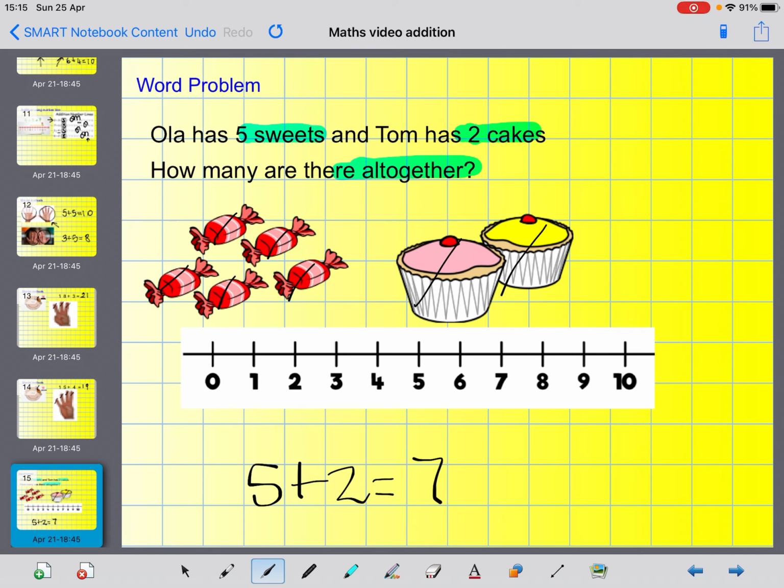Or I can check my answer using my number line. So 5 sweets, and I'm counting on, counting forward. So I'm going to add 2 more. 1, 2, and I landed on number 7. Definitely my answer is 7.